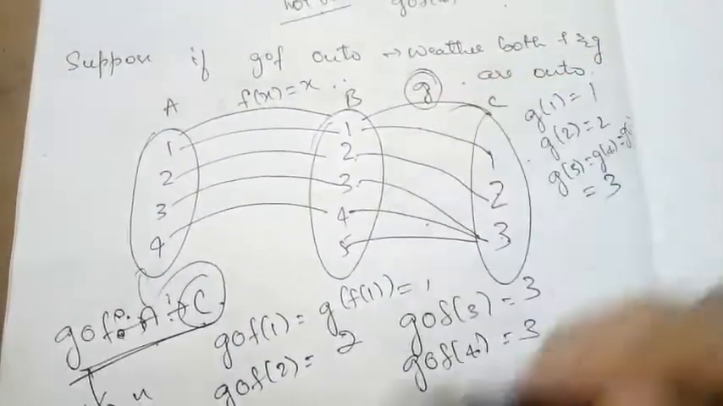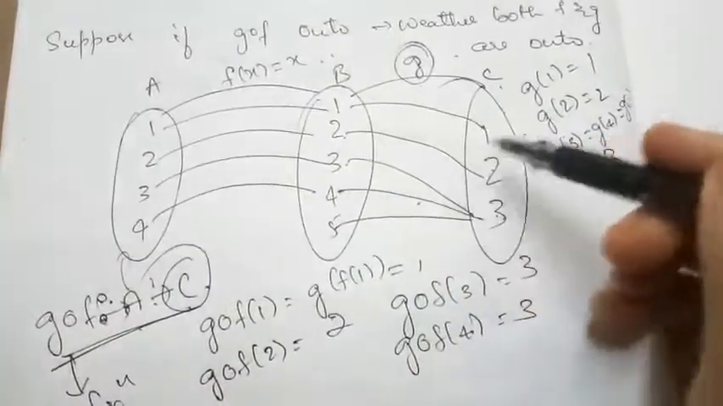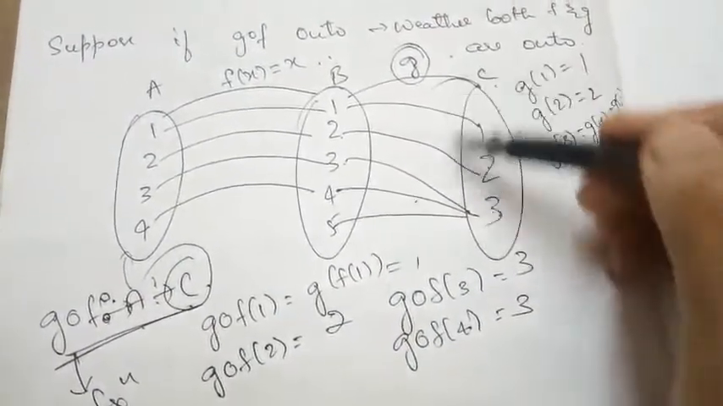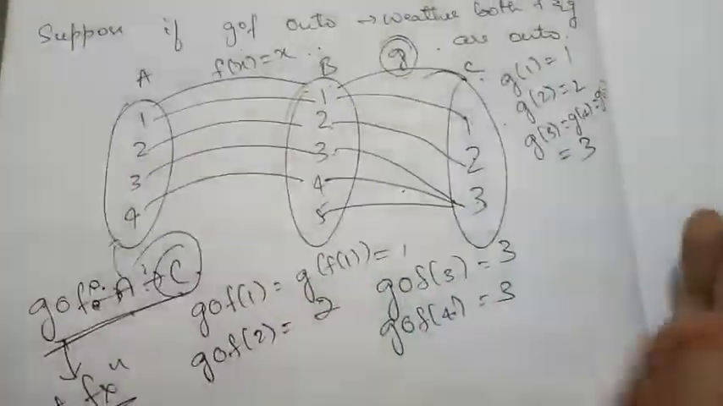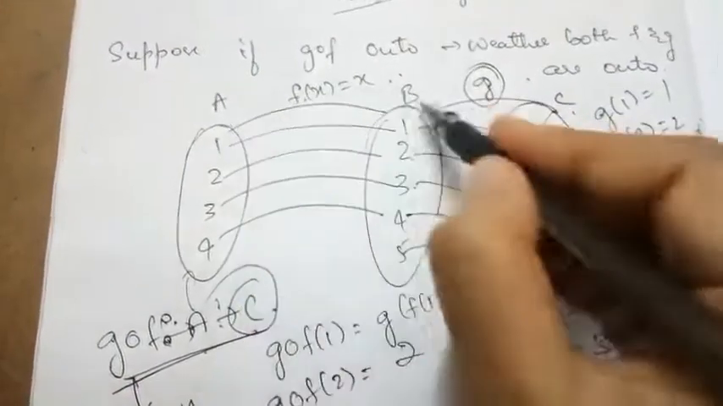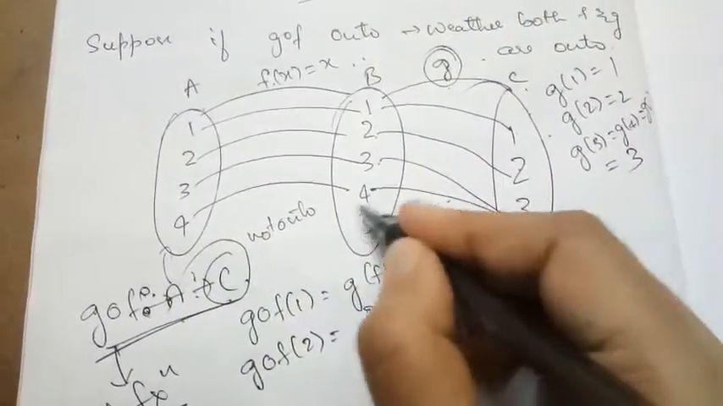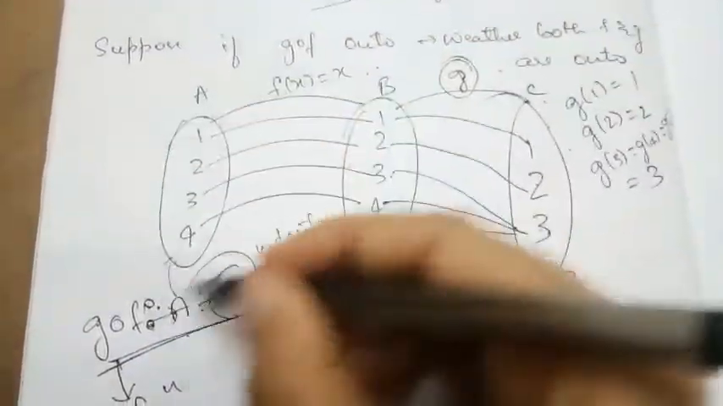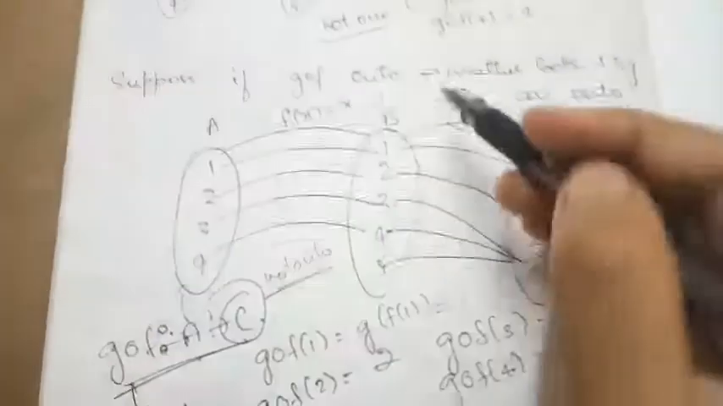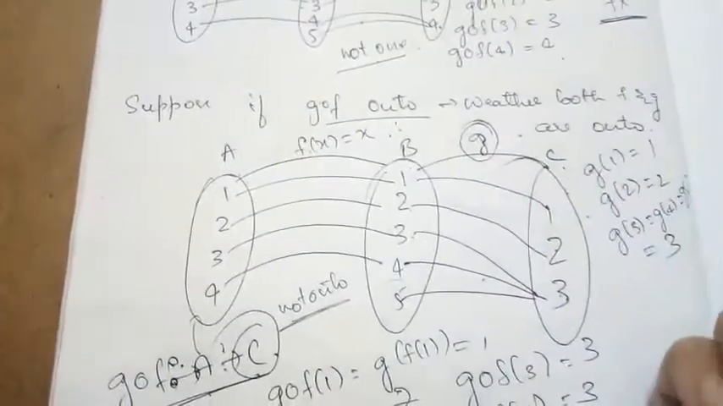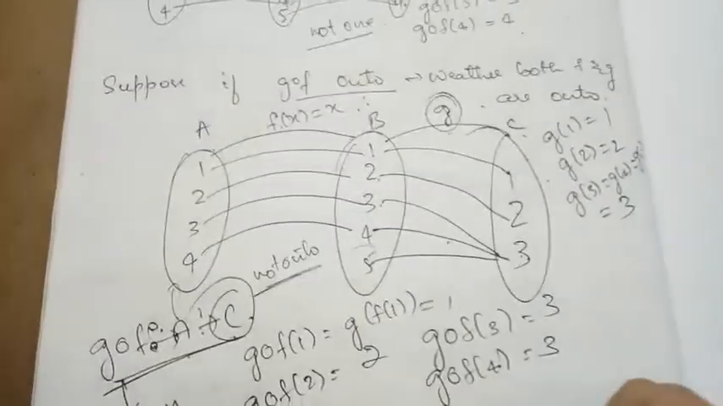Clearly here function G is an onto function because G is a function defined from B to C, so the codomain is C here, and all the elements of the codomain are occupied, therefore G is an onto function. But f, the function which is defined from A to B, is not an onto function because here 5 is not at all the image of any of the elements present in the set A. Therefore function f is not an onto function. Therefore what we can say is, if G of f is an onto function, it is not necessary that f and G should also be onto functions.